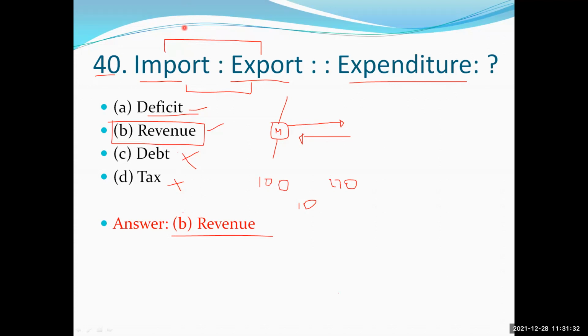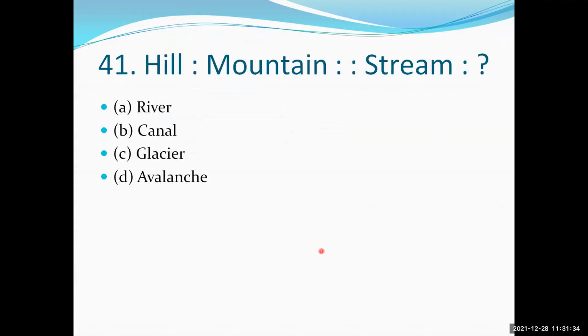All right, let's move towards the next question. Number 41 says hill is to mountain, so stream is to what? River, canal, glacier, avalanche. Sayush answered it, others just try to answer immediately. Quickly, we will go for the explanation.